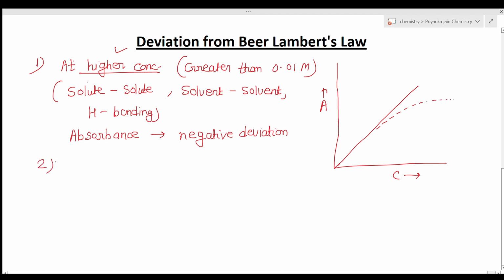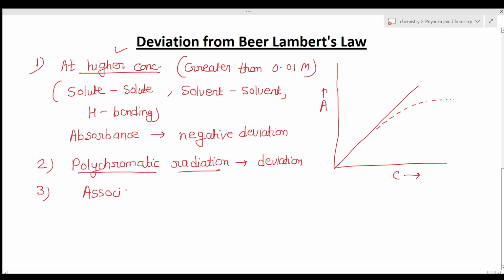Secondly, in the Beer-Lambert's law we assume monochromatic radiation, but sometimes we use polychromatic radiation, and in this case also deviation will be seen. Similarly, if in the solution there occurs any type of association or dissociation between the solute molecules or between the solute and solvent molecules, then in those conditions also we will see deviation.